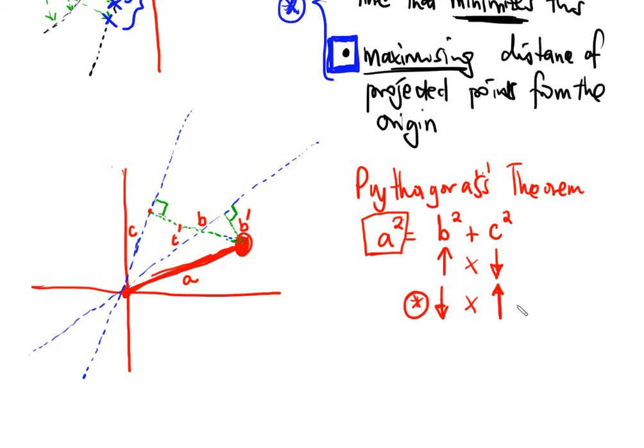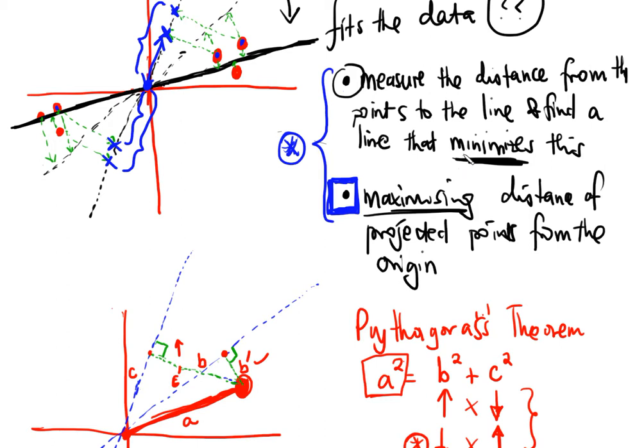So what does that mean for our C? It means our C has to increase. And if you can look at it, the distance from the origin, the C, is actually stretched out to here. Our C was originally like this. Now it is increased. So the more we decrease B, the more we increase C, because our A is constant. So the more we are trying to minimize the distance from the point to the line, the more we are maximizing the distance of the projected points to the origin. So here we are minimizing B, and here we are maximizing C.